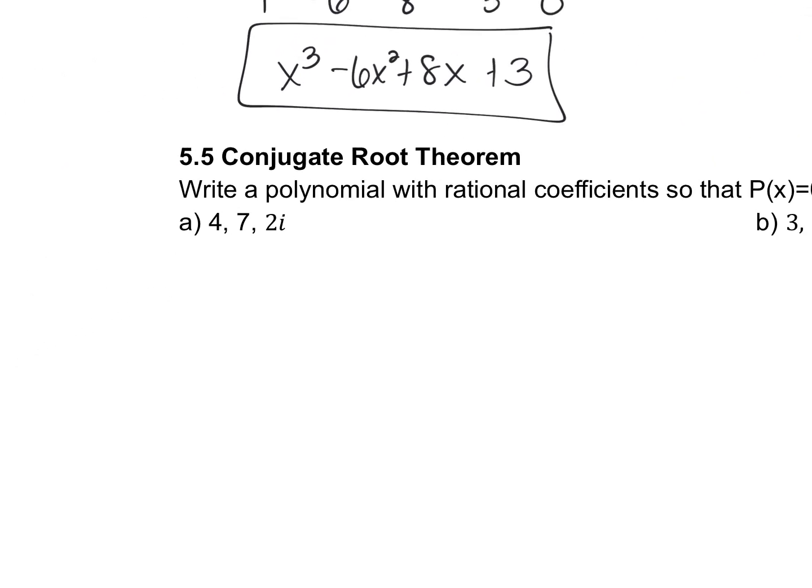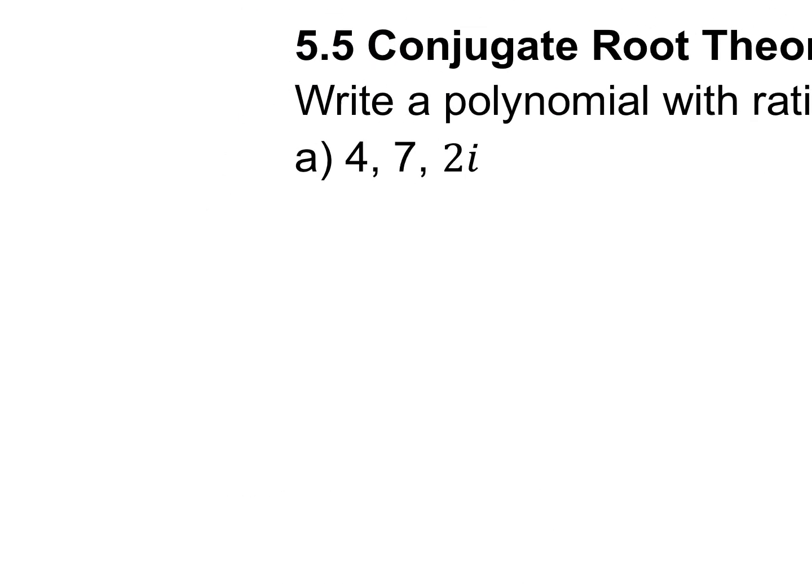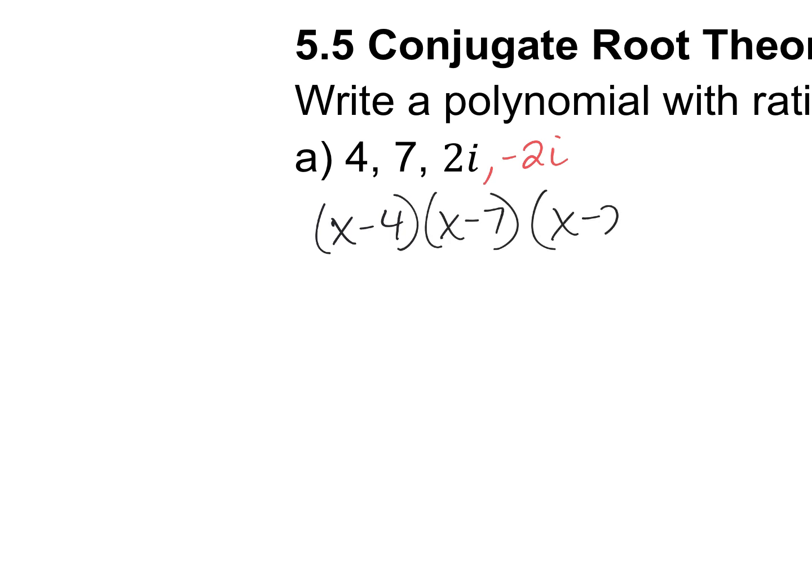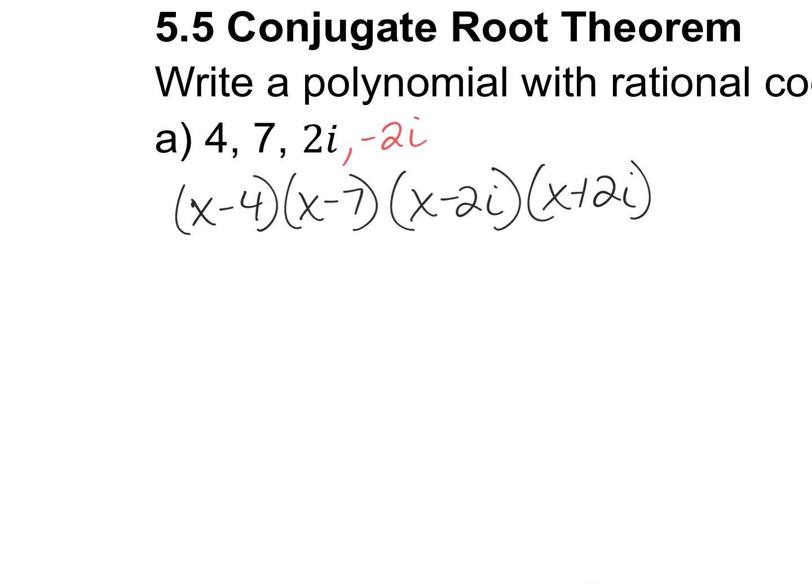All right, using the conjugate root theorem to write a polynomial with rational coefficients that has these roots. So 4, 7, and 2i, which one is the missing one? Negative 2i. Okay, let's set it up. So for 4, it's going to be x minus 4, x minus 7, x minus 2i, and x plus 2i. Okay, now we need to multiply all this out.